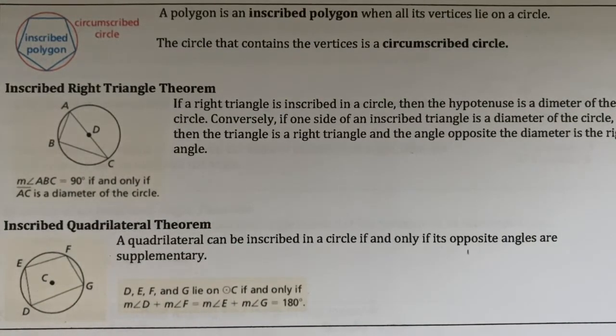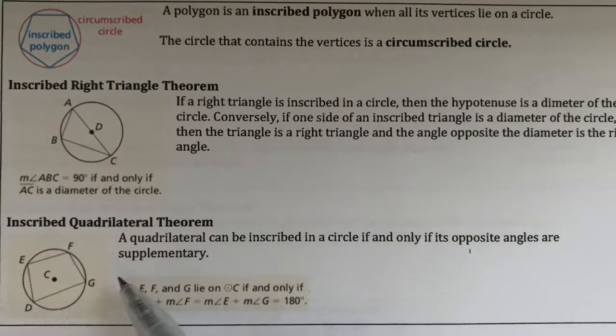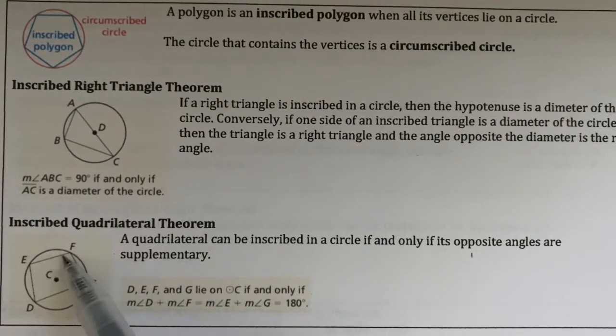Next, we have the inscribed quadrilateral theorem, and that just tells you that a quadrilateral that is inscribed in a circle must have opposite angles that are supplementary. So over here, angle D and angle F have to add up to 180, and angle E and G also have to add up to 180. We're going to use these two theorems for our next example.